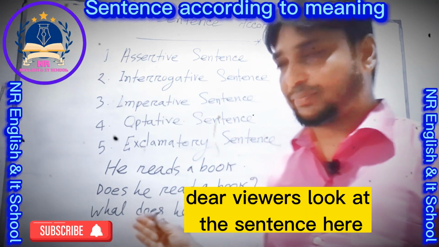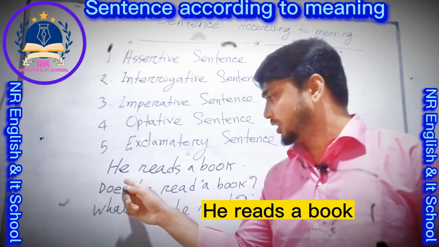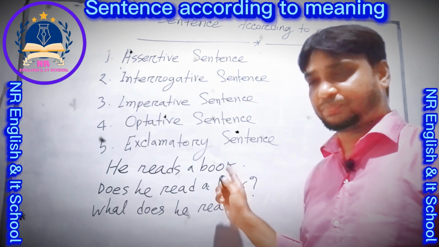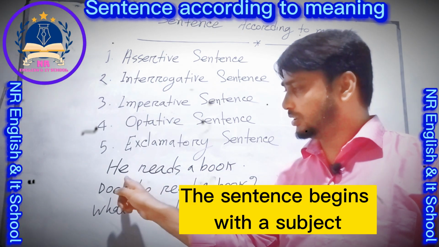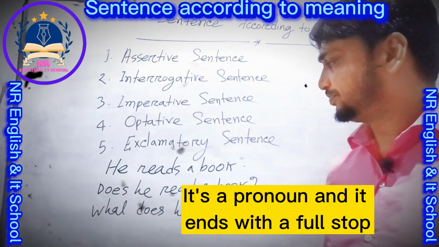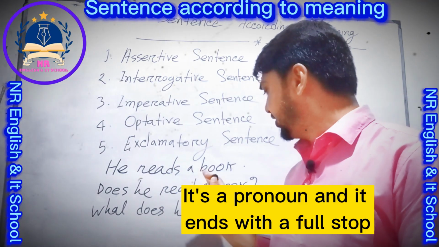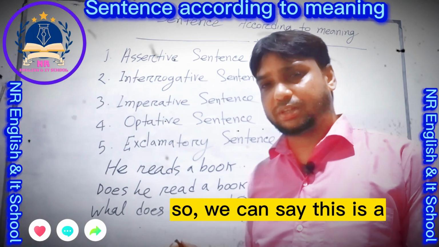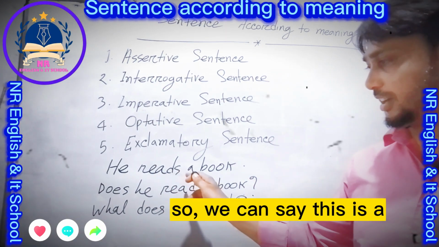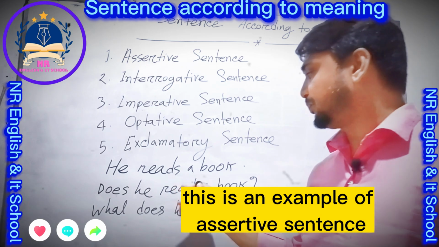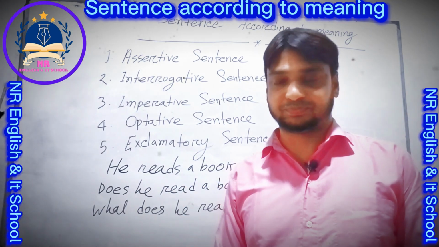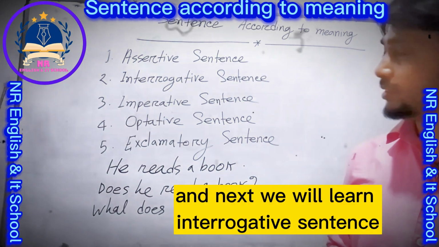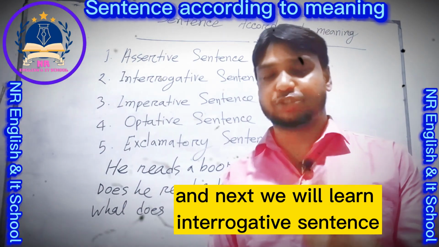Dear viewers, look at the sentence here. He reads a book. The sentence begins with a subject, it's a pronoun, and it ends with a full stop. So we can say this is an example of an assertive sentence. And next we will learn the interrogative sentence.